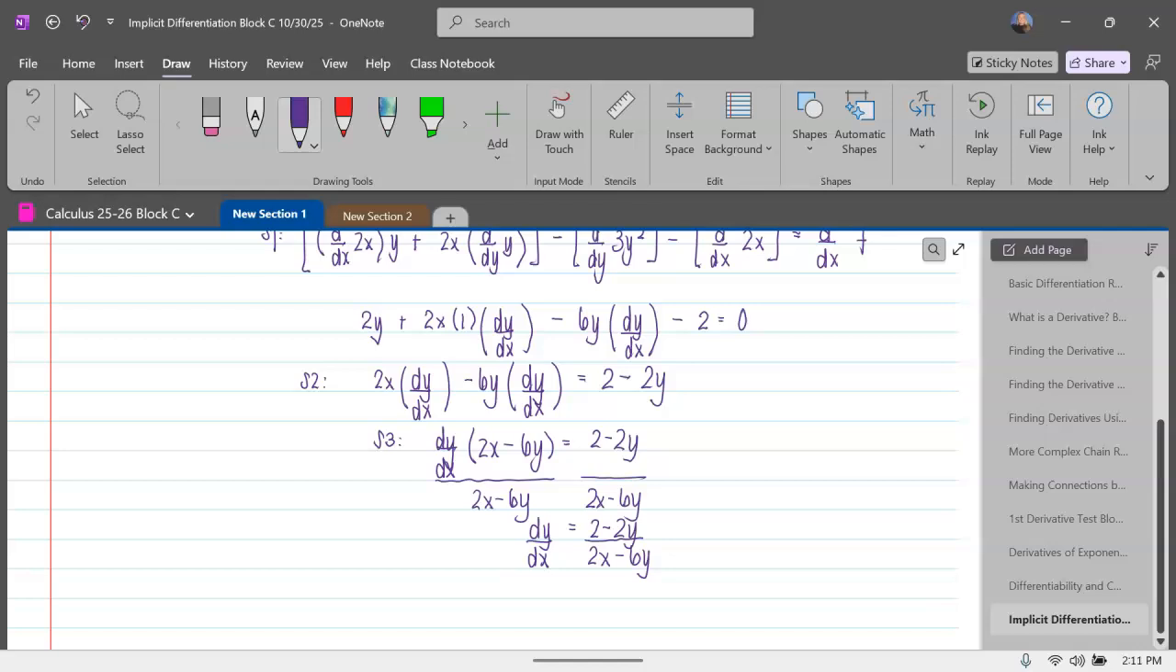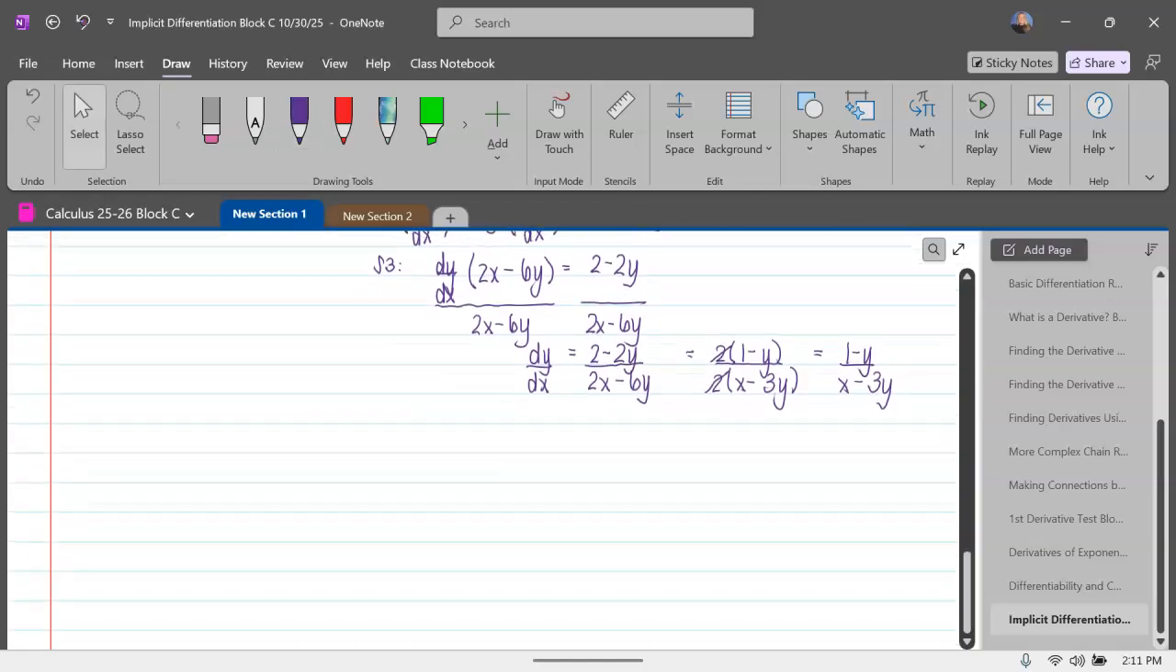Right, that looks great. Can we simplify more? All right, someone tell me, what can we do? We can factor out a 2 in the numerator, and a 2 in the denominator. What happens with those 2's? They cancel out, and we get 1 minus y over x minus 3y. All right, what questions do we have? There's absolutely no questions.